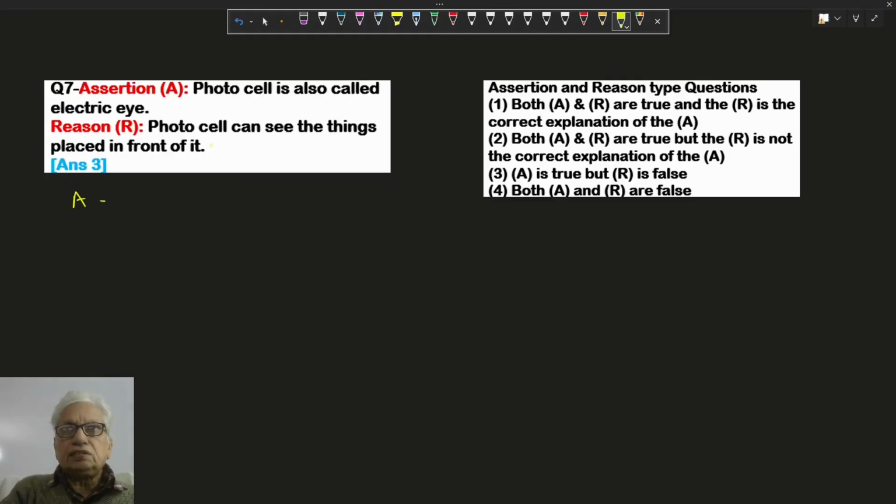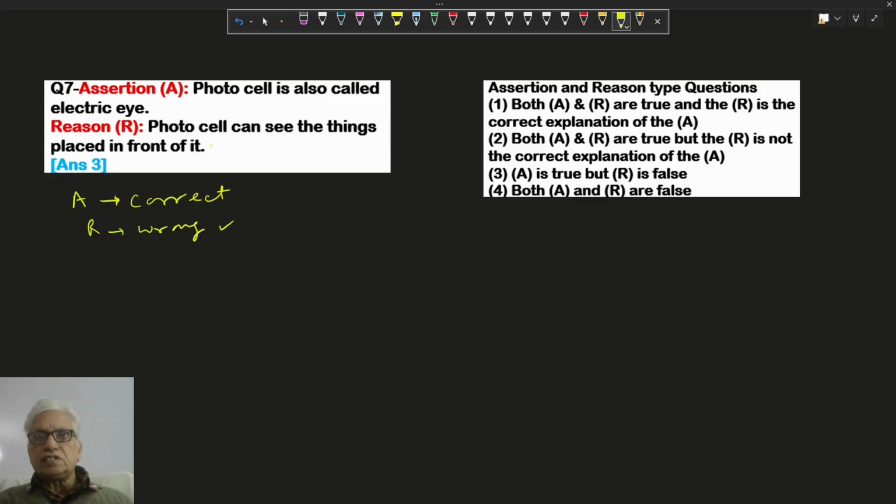So assertion: photocell is also called electrical eye. Yes, they are used. Photocells are used in lifts and many things where it senses whether light is being received by it or not. So assertion is correct, but reason is wrong. Why? Because this is the photocell which is receiving the signal. It is not seeing the objects, but it senses whether the signal is received by it or not. This is the working of this photocell. So reason is wrong. So here option 3 is correct.